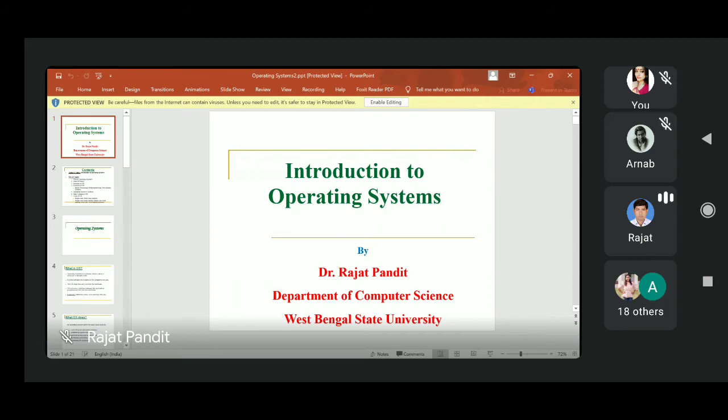Whenever I am talking about a single tasking operating system, that means a single user, one person, can use that operating system at a time, and it can perform a single task. You can do a particular task on your computer or desktop, but you cannot perform more than one task. The example of single user single tasking is the DOS operating system.